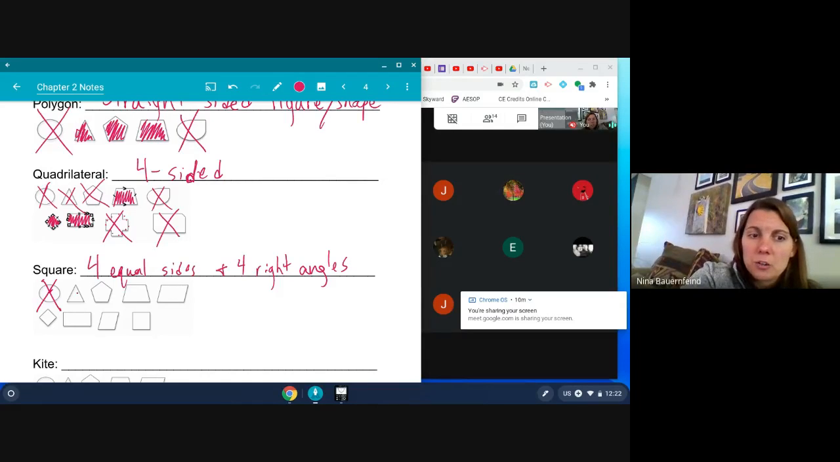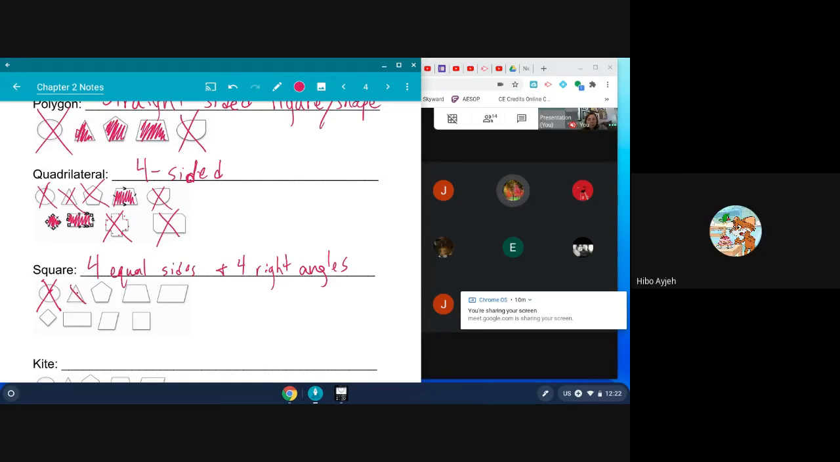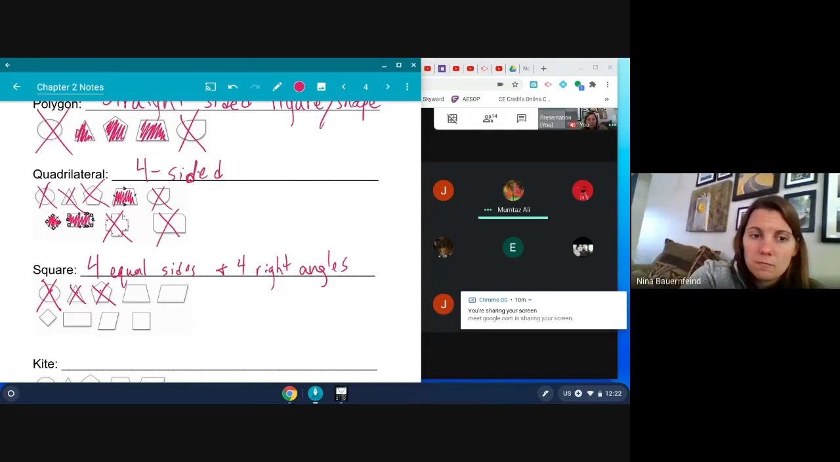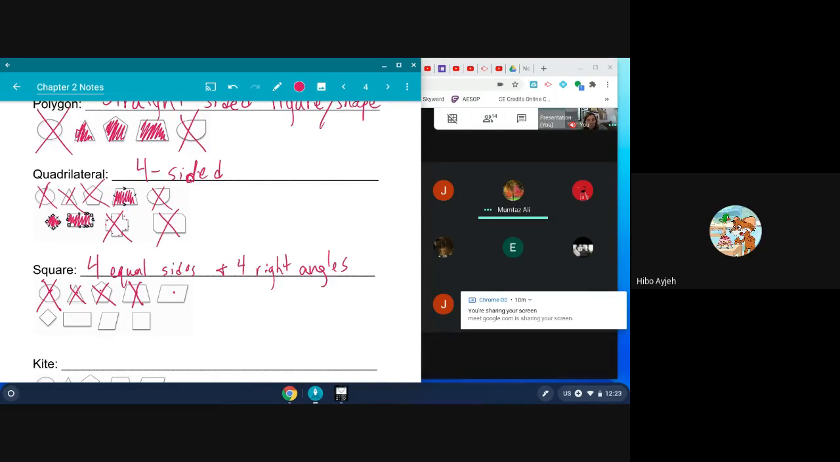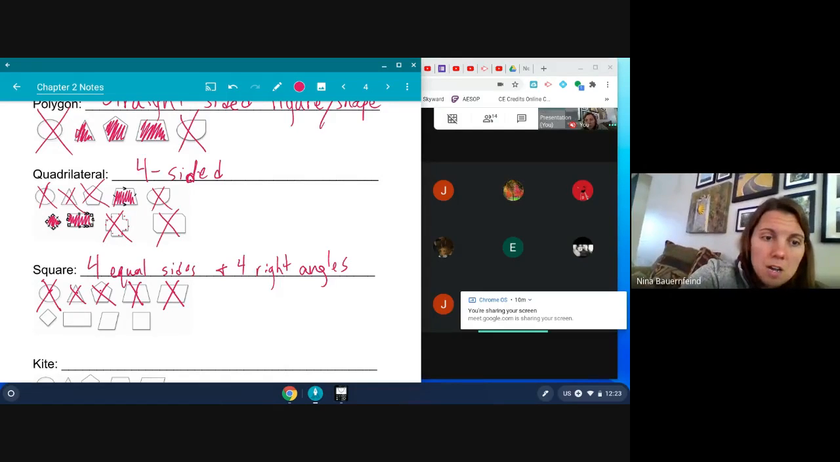How about this one? Yes or no? No. No, because it doesn't have four equal sides and four right angles. How about this one? No. Nope.